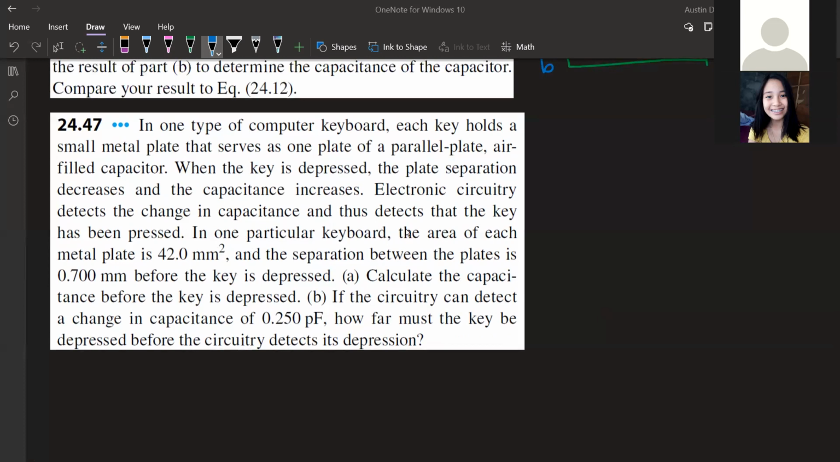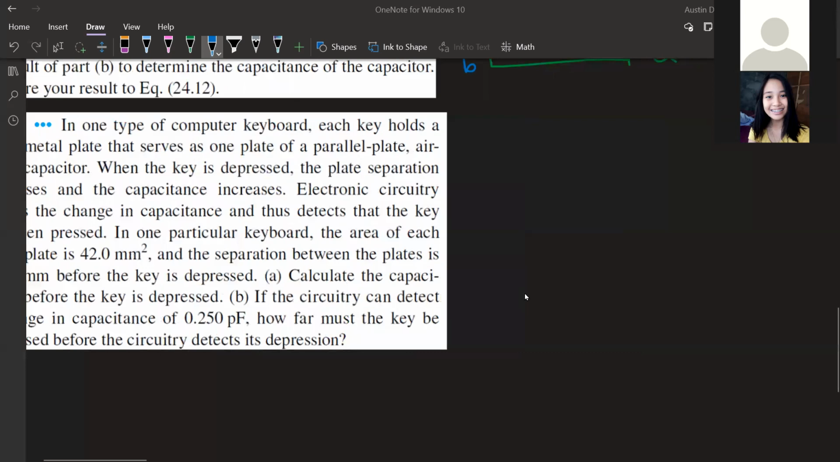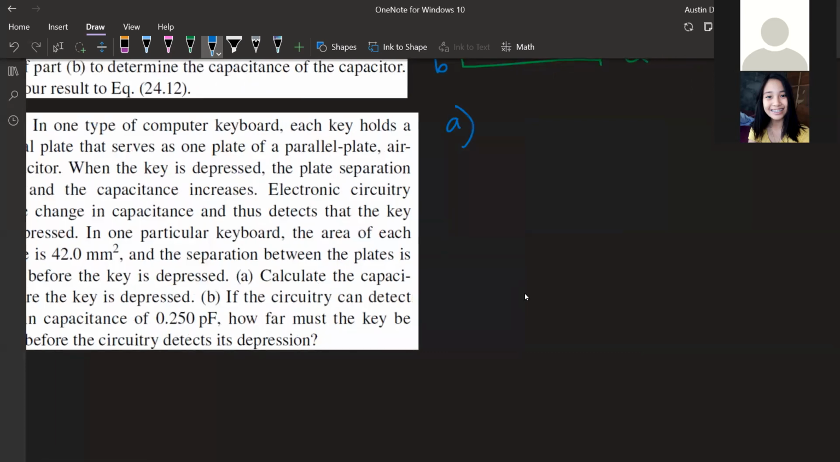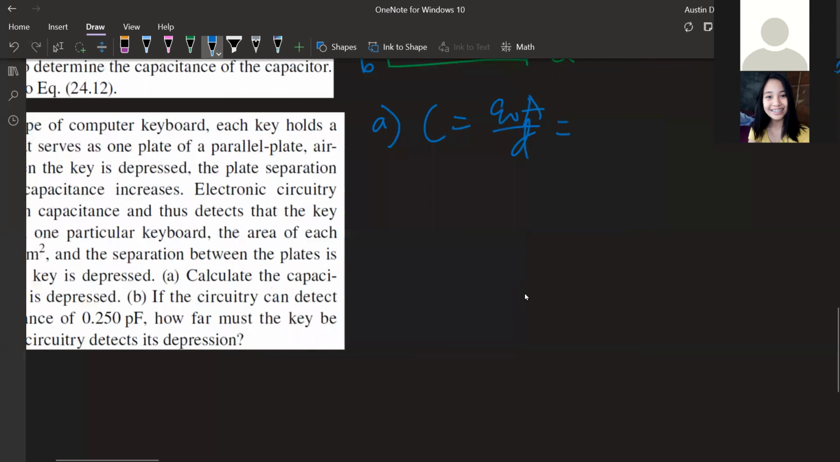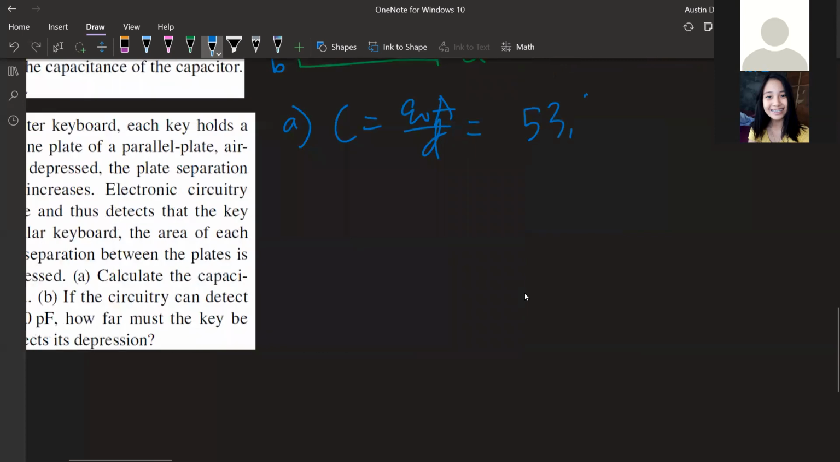Okay, for this example, the area of each metal plate is 42 square millimeters, and the separation between the plates is 0.7 millimeters before the key is pressed. Okay, so calculate lang natin yung capacitance for the first part, yung hindi pa siya pinipress. So that is C = epsilon A over D. And you just plug in your values. You'd find that this is 53.1 times 10 to the negative 13 farads.